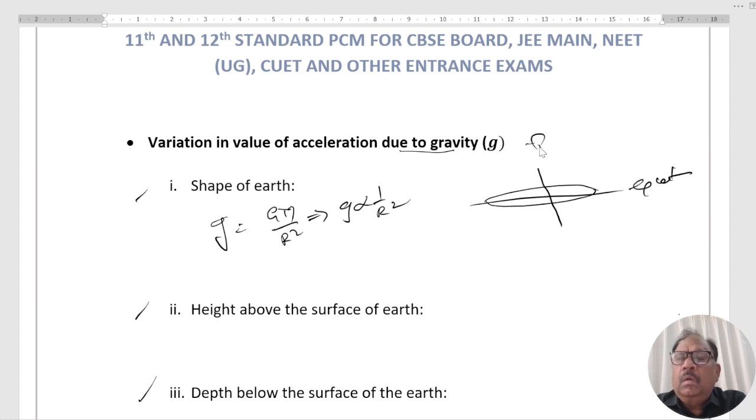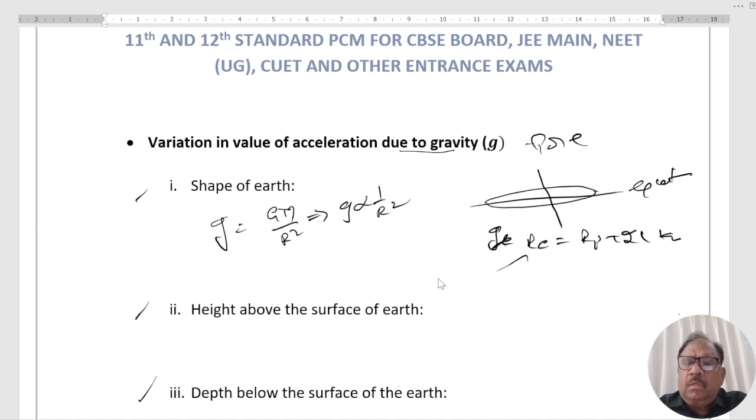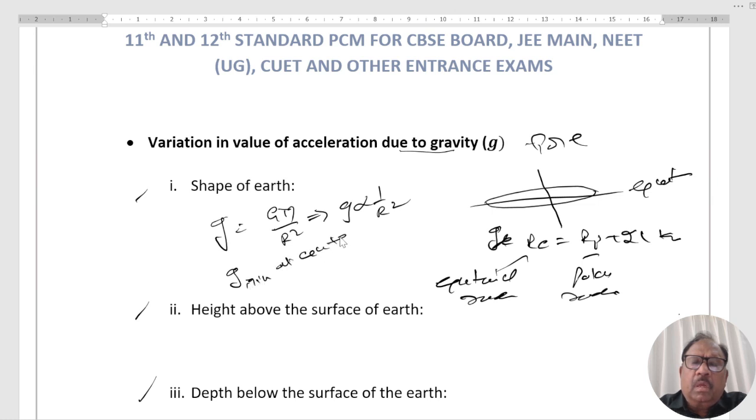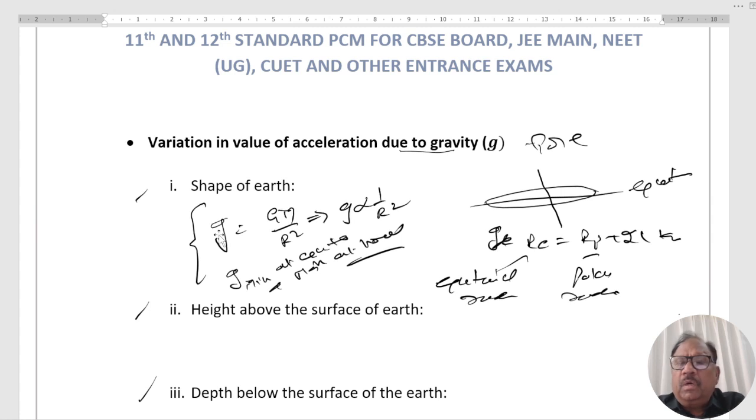At the equator and pole, radius equatorial R_E equal to R_P plus 21 kilometer. The equatorial radius is 21 kilometer more than the polar radius. Therefore, g will be minimum at the equator and maximum at the pole. This is the way of variation due to shape of the earth.